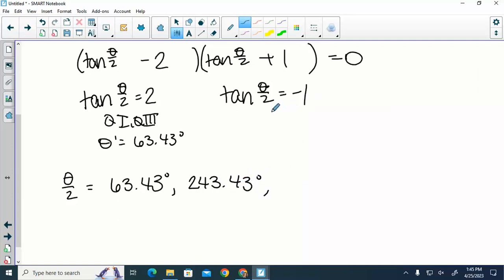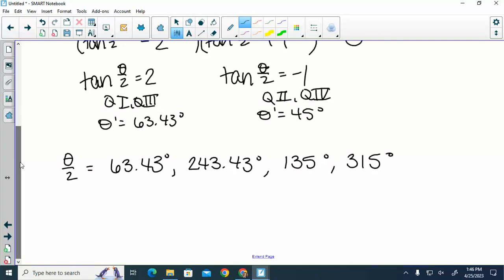Right, tangent negative, when does that happen? Reference angle, we don't need a calculator for that one. When is tangent 1? So 45 degrees in quadrant 2. 180 minus 45 is 135. In quadrant 4. Alright, so then we have to solve for theta. So what do? Multiply everything by 2. So 4 answers, take them all times 2.